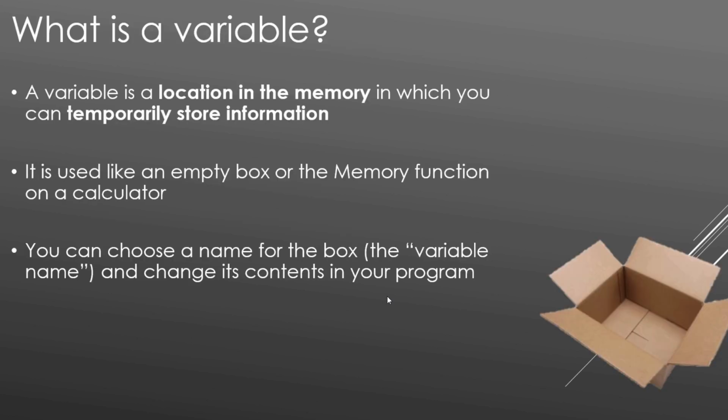So, this lesson we're going to look at variables and how we use them in Python programming. So firstly, what is a variable? Well, in computing, a variable is a location in the memory of a computer in which you can temporarily store some information. So think of it this way.